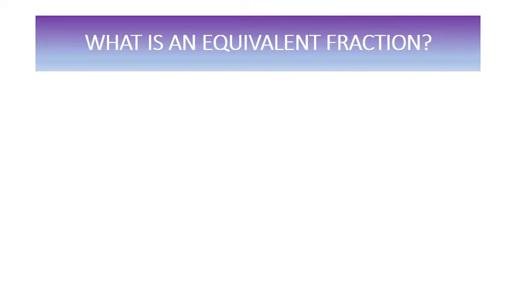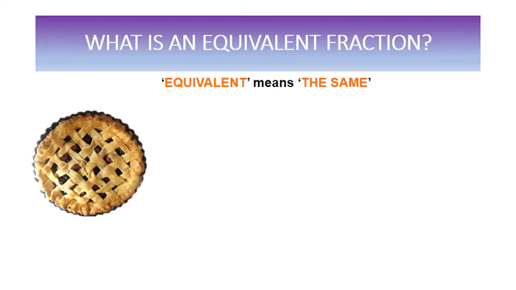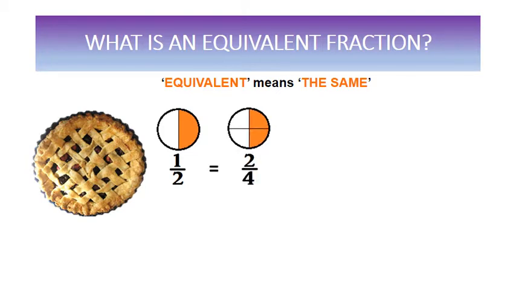Well, the word equivalent means the same. So here we've got a lovely fruit pie. I'm going to represent it using circles. If we were to cut that in half, we would have two equal pieces, and that's represented by the denominator. And I'm interested in the shaded part, so one of those, and that's represented by the one numerator. If I take the same pie and cut it into 4 equal pieces, in other words, quarters, I can see that 2 quarters, if you look at the shaded areas, is exactly the same as 1/2.